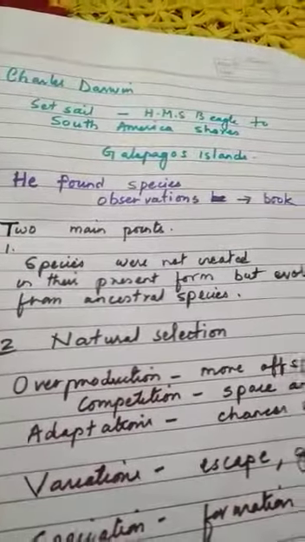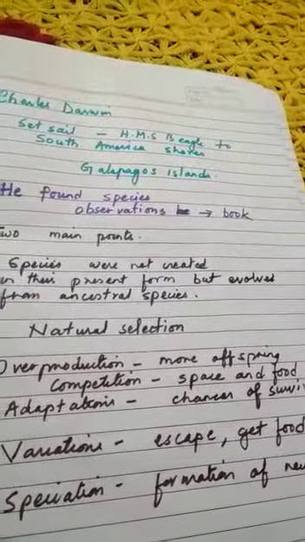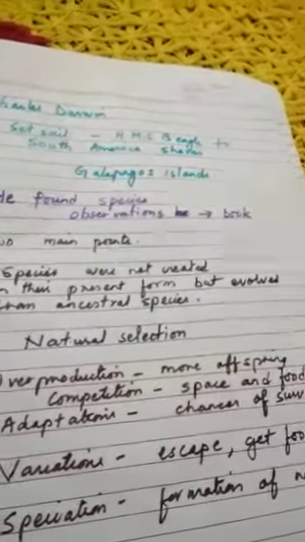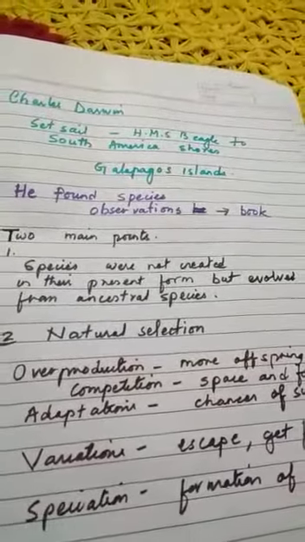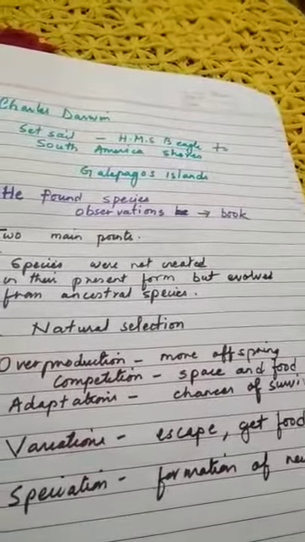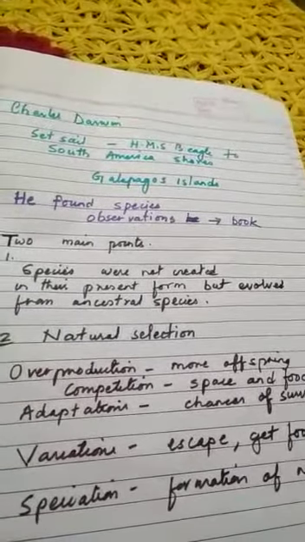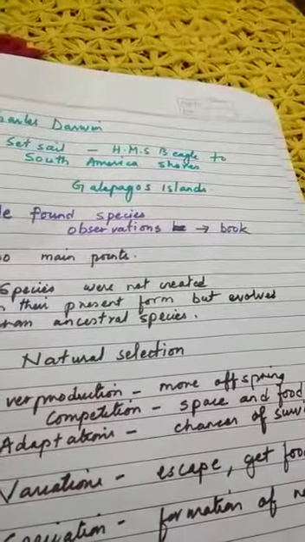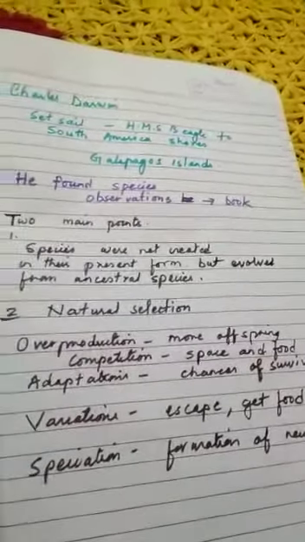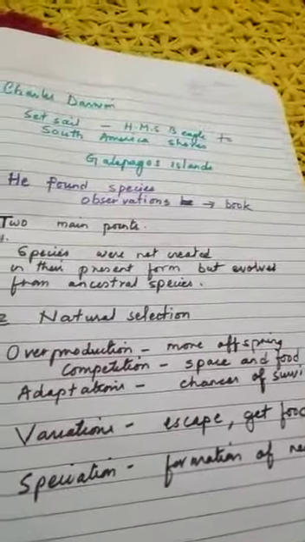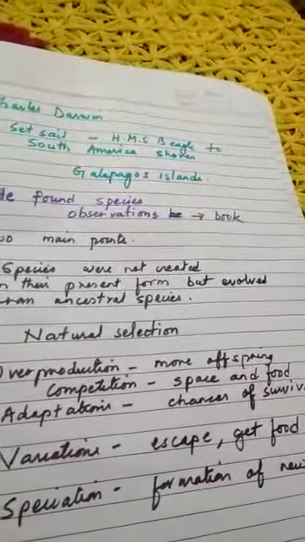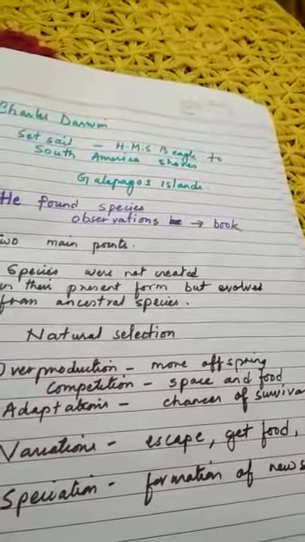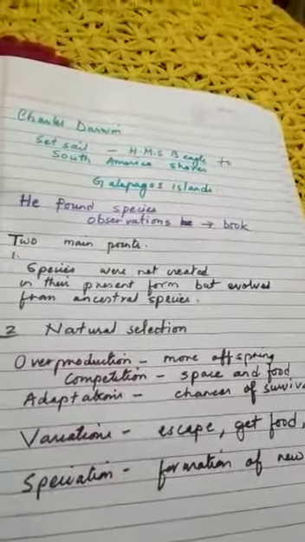Overproduction: many more offspring than can actually survive. Means more offspring, simple. Competition for space and food. Adaptations: any kind of inherited traits that improves an organism's chance of survival. Okay, chances of survival, simple. And variations: characteristics of individuals. All right, to escape, get food and find a mate, that is variations.